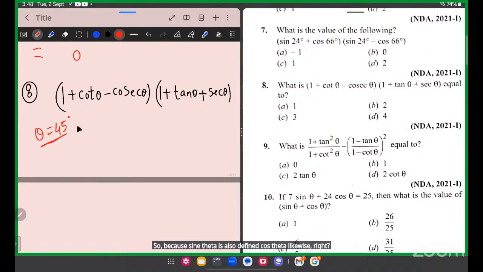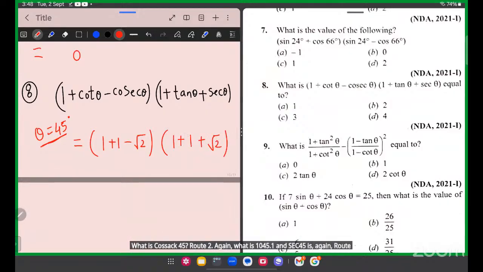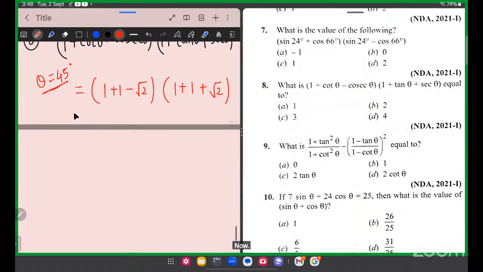So if you put 45 degrees, what are we going to get? See, what is cot 45? Tell me. 1, right? What is cosec 45? Root 2. Again, what is tan 45? 1, and sec 45 is again root 2, right? Now, 1 plus 1 is what? 2. So it is 2 minus root 2 into 2 plus root 2.